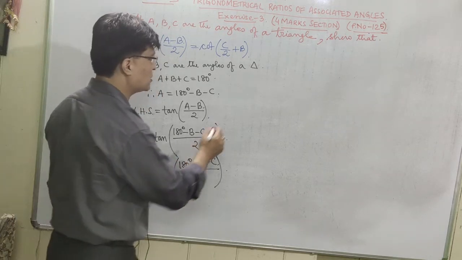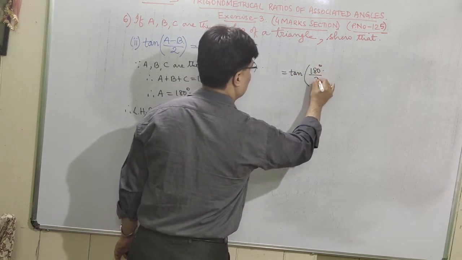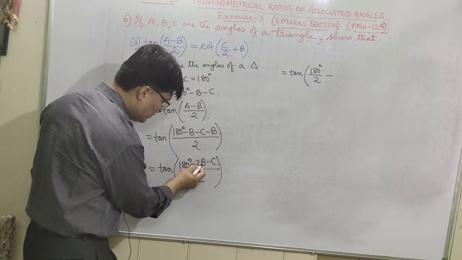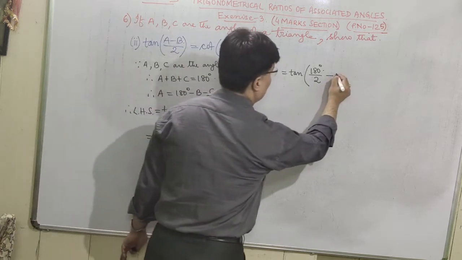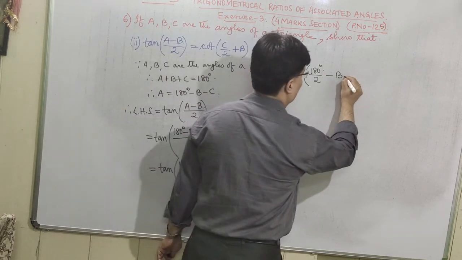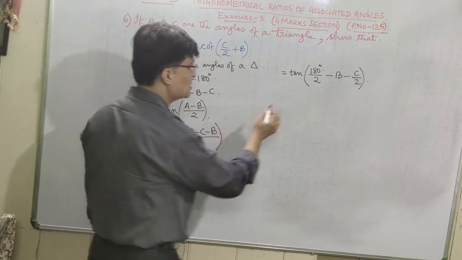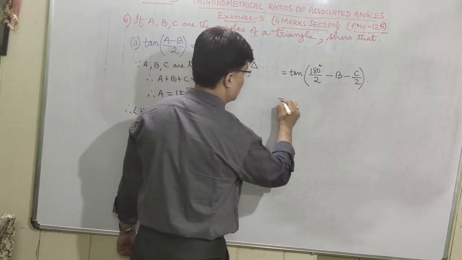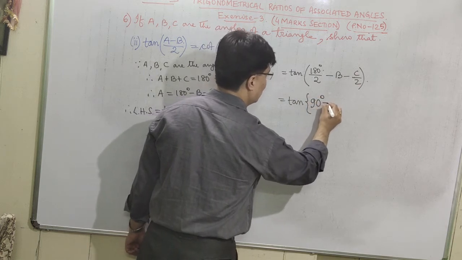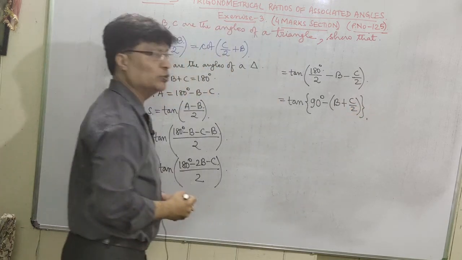Okay. Now let us separate the terms here, which is equal to 180 degrees within bracket. Let us separate the terms. It is 180 degrees by 2 minus 2B by 2. 2 will be cancelled, you will get minus B. And then minus C by 2. Is that clear? So let us take minus common here. Is equal to tan within second bracket. What is 180 by 2? It is 90 degrees minus within bracket, it is B plus C by 2.